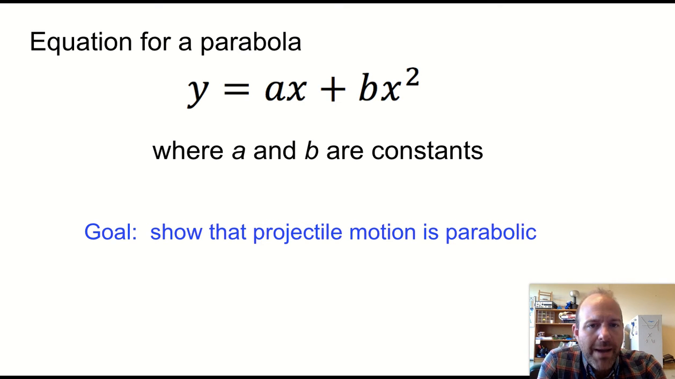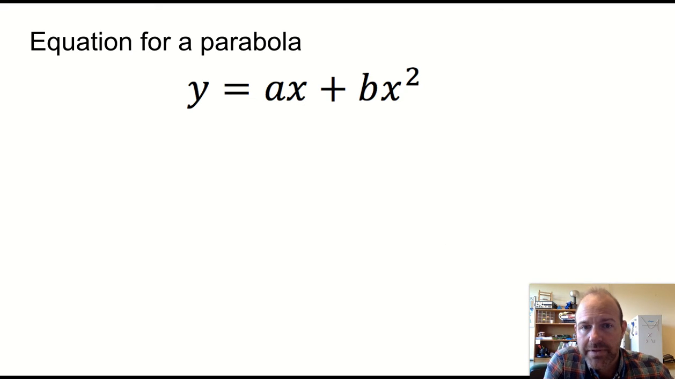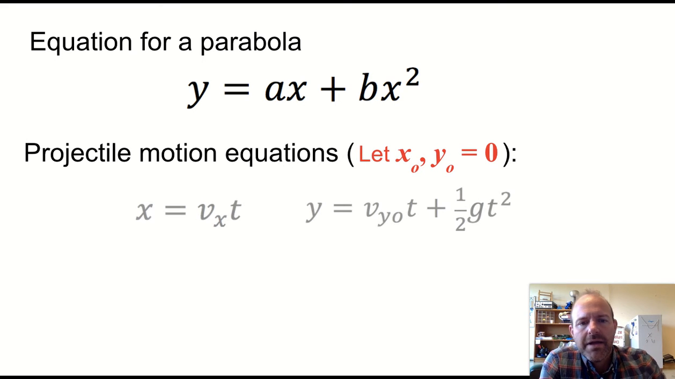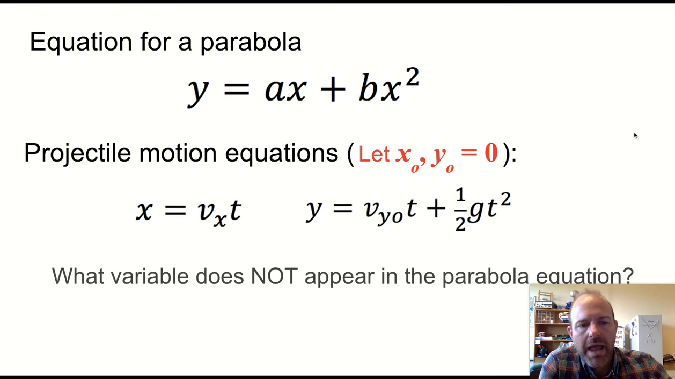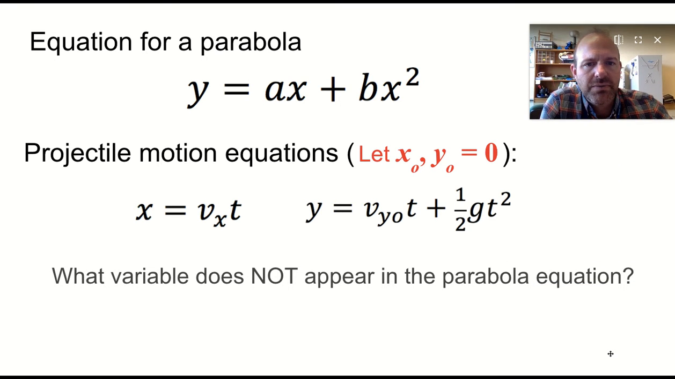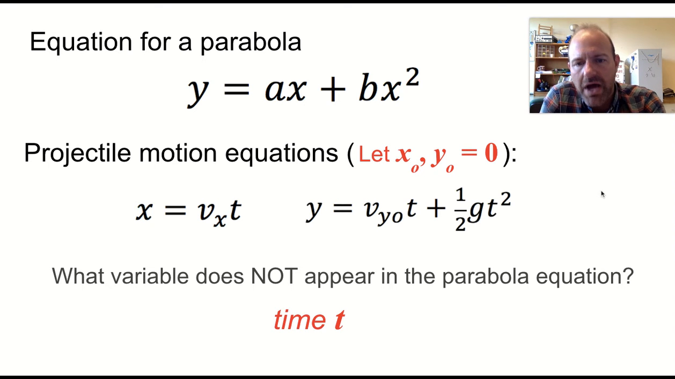The equation for a parabola follows this form: y equals ax plus bx squared, where a and b are constants. If you look at this, you'll probably realize that if you replace that y with a position variable and the x's with time, you get something that reminds us of our kinematics relationships with constant acceleration. Specifically, if we plug in these relationships, we get x equals vxt and y equals v naught yt plus 1/2 gt squared. And the parabola equation doesn't really have anything with time, right?